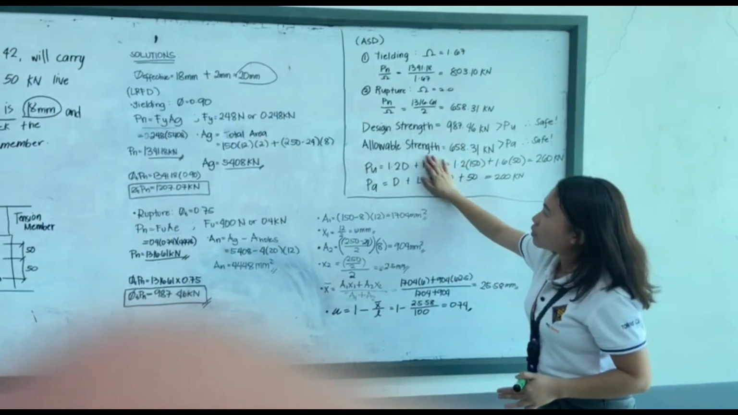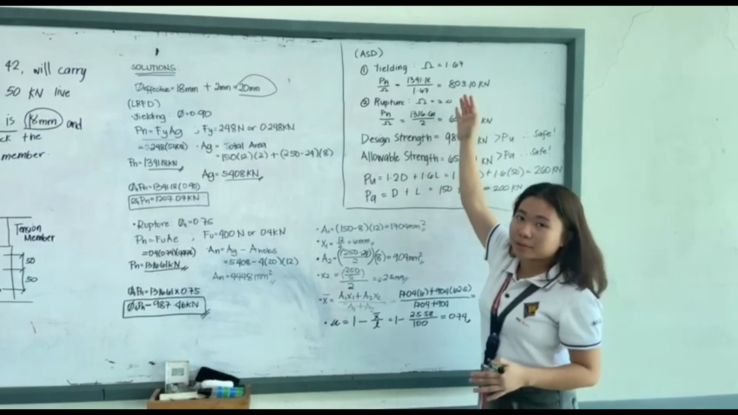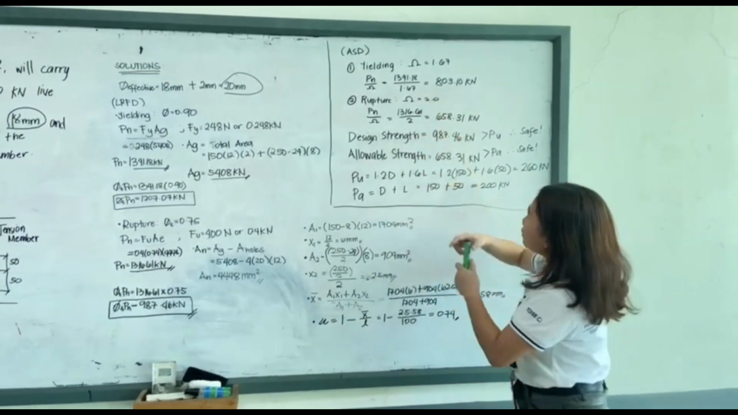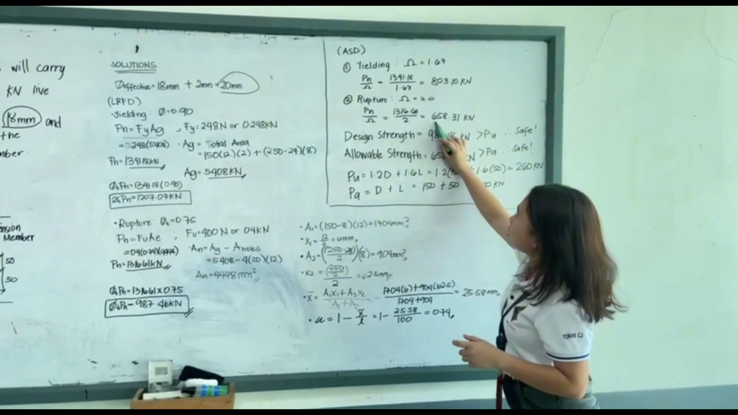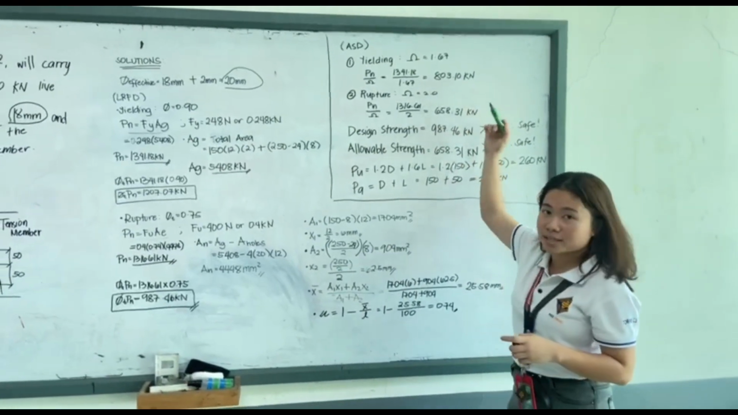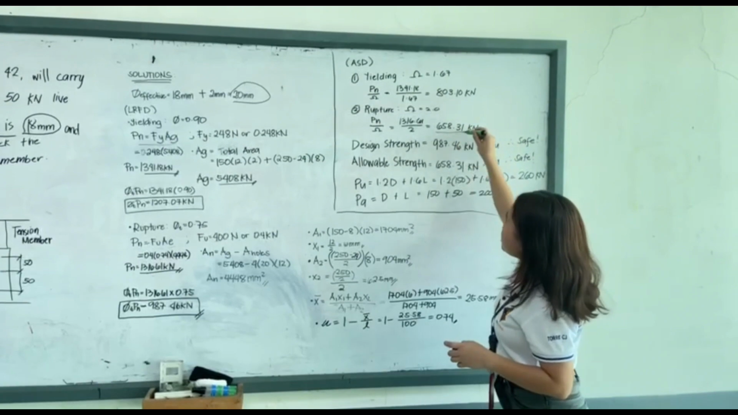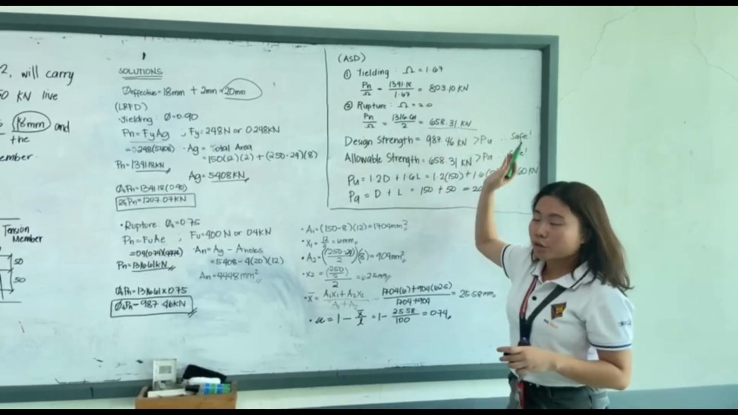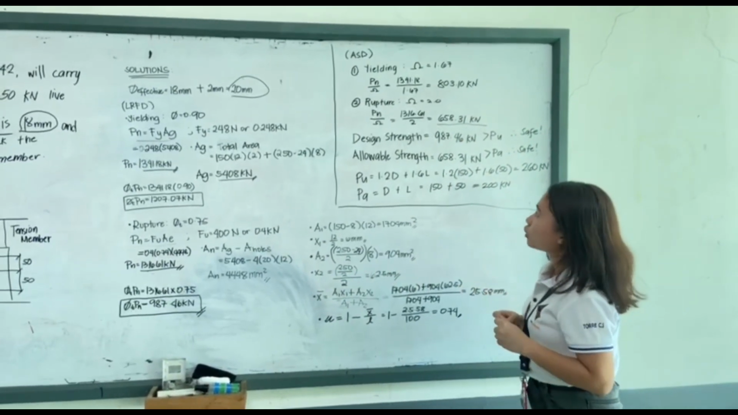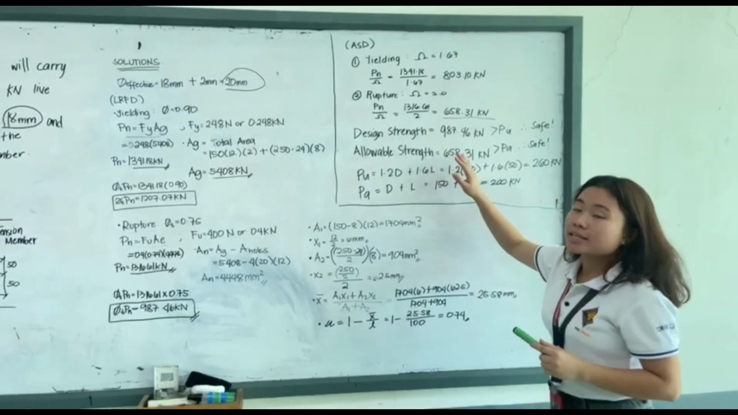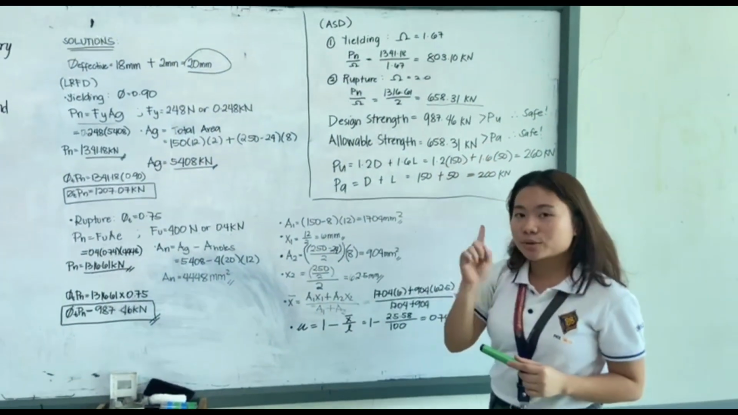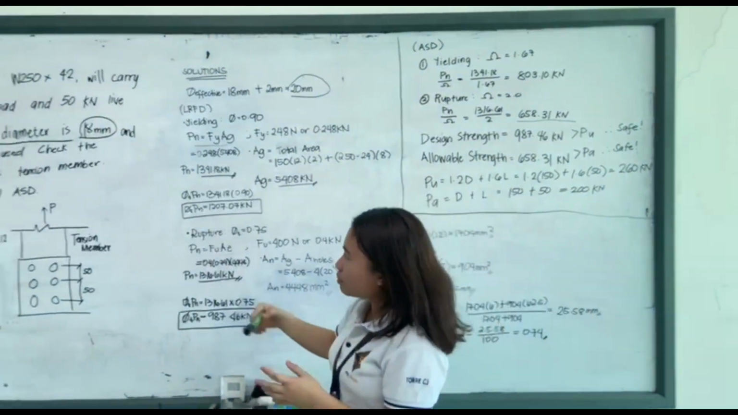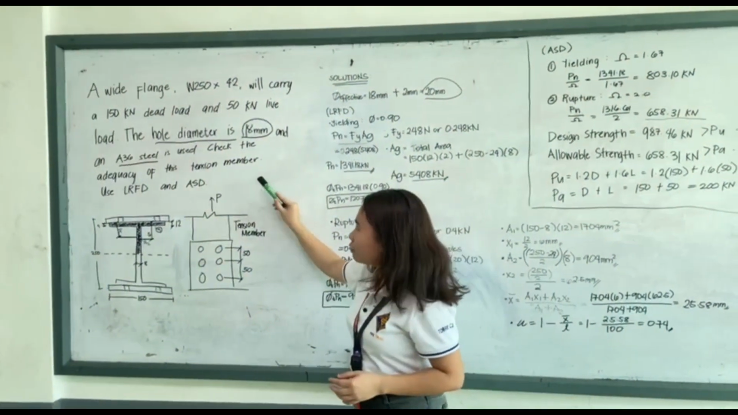And then, for our allowable strength, atong tan-awon ang ASD. And then, ang atong values, di ba nga, 803 and kaning 658. So, kuhaon nato ang mas gamay sa ilaha. Kini ang mas gamay, 658.31 kilonewton. Therefore, our allowable strength is 658.31 kilonewton.